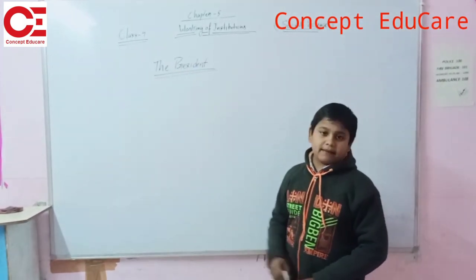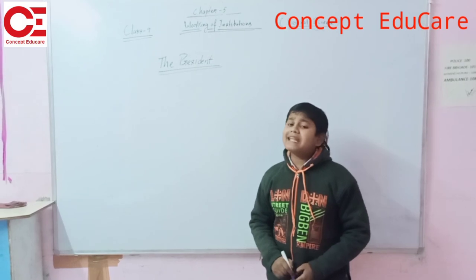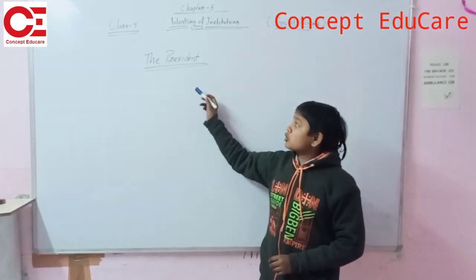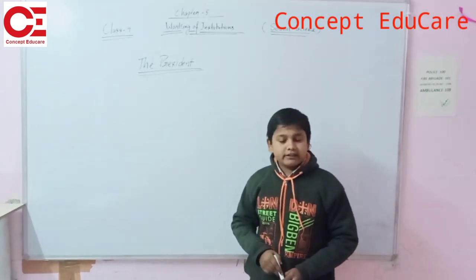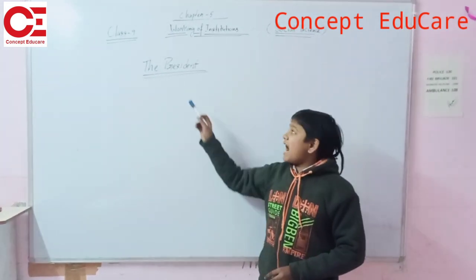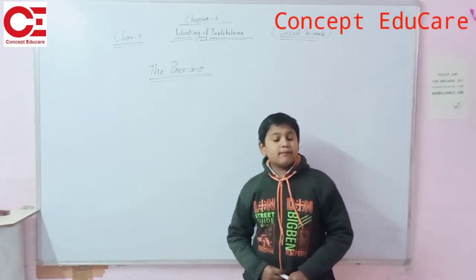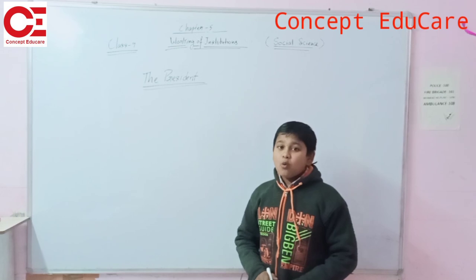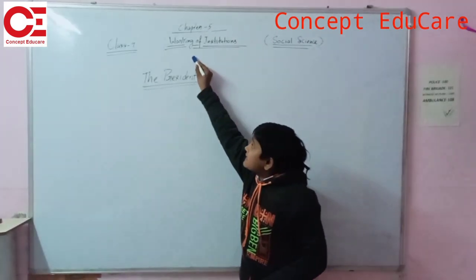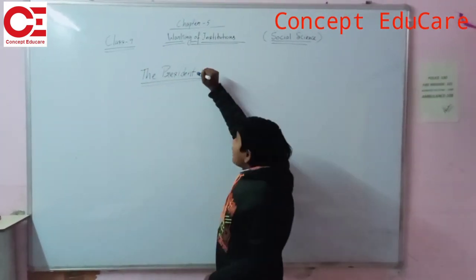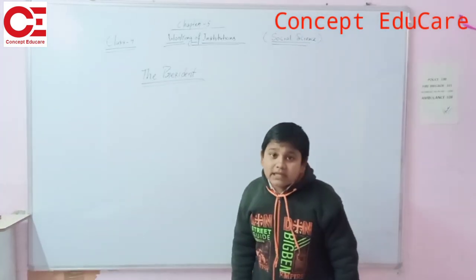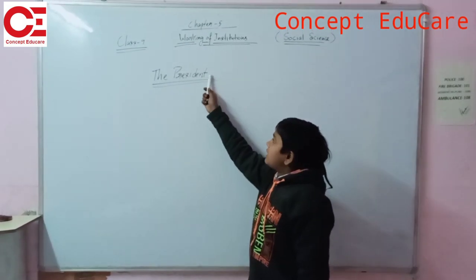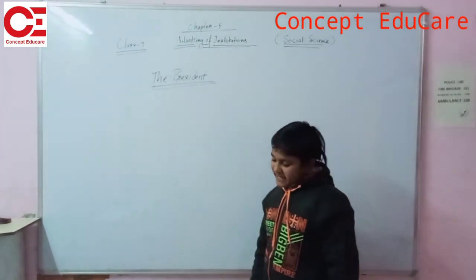Then we come to the president. The president is the nominal head of India. He or she is also the head of the three armies. Without the president's signature, the bill is not passed, and the president always signs. He or she also appoints the Chief Justice of the Supreme Court on the advice of the PM.